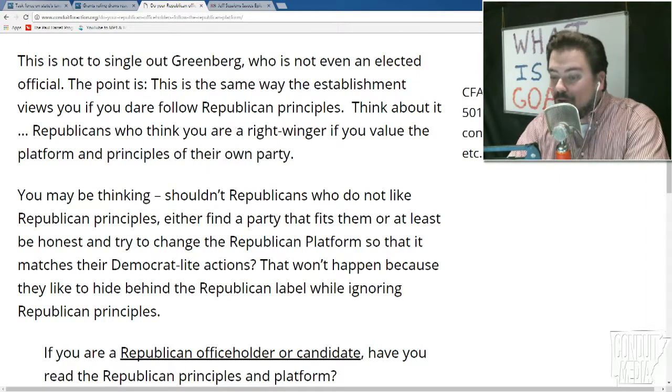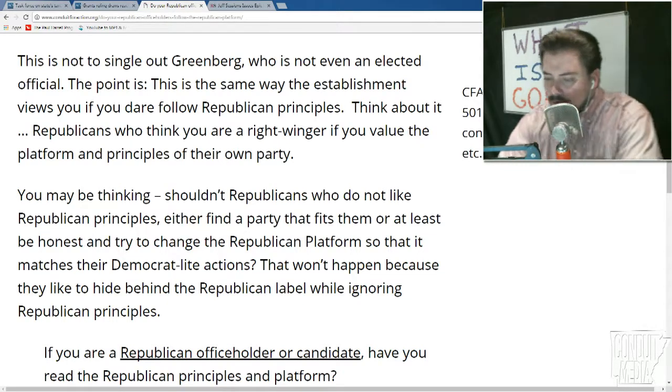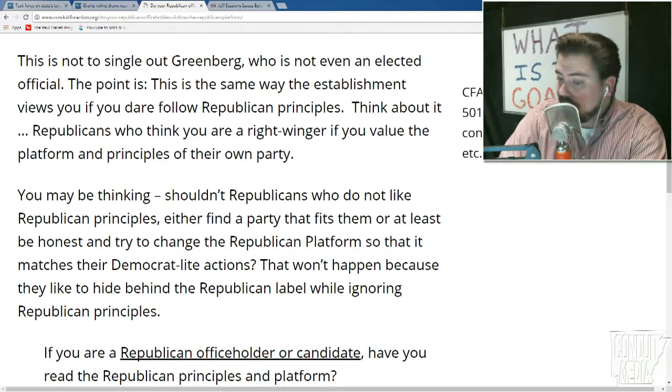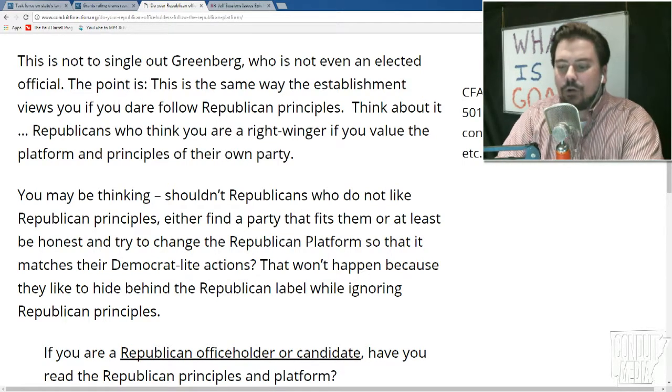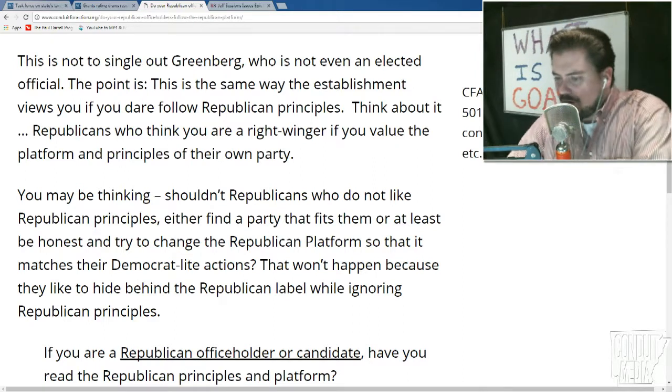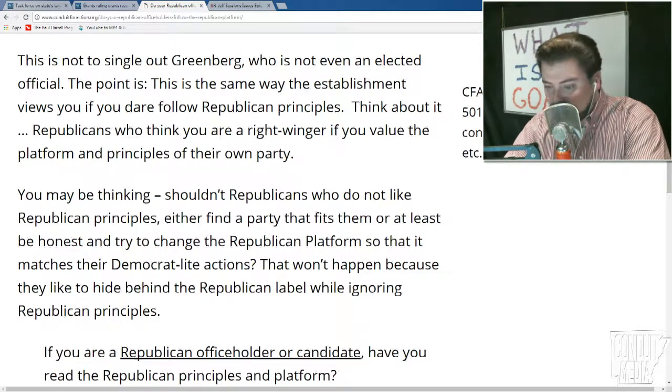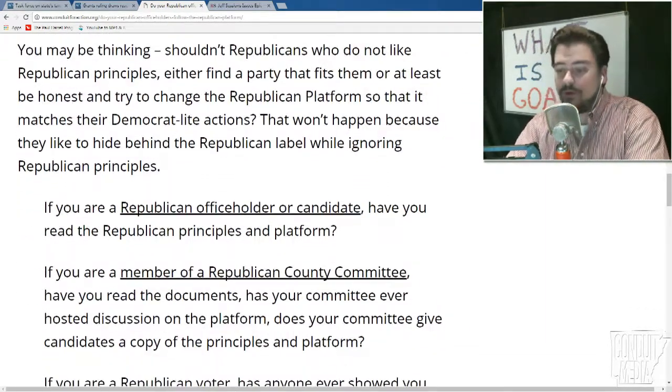If you are a Republican office holder or candidate, have you read the Republican principles and platform? If you're a member of a Republican County Committee, have you read the documents? Has your committee ever hosted discussion on the platform? Does your committee give candidates a copy of the principles and platform? If you're a Republican voter, has anyone ever showed you how to find a copy of the Republican principles and platform on the internet so you can search them and see how your Republican politicians are doing?